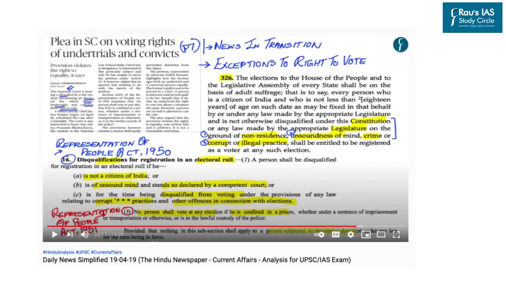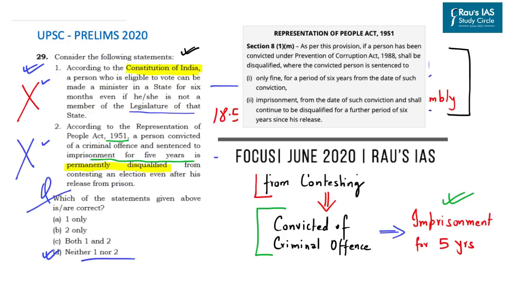Now this aspect of voting rights, and especially Article 326, was discussed in the DNS dated 19th April 2019, when the news appeared regarding a petition in the Supreme Court on voting rights of undertrials and convicts. And here disqualification for registration in the electoral roll and also Article 326 was explained. So this question asked by UPSC was on similar lines to what was discussed in the prelims test series, DNS videos, and the June edition of Focus magazine, which also covered Section 8(1)(m) of the Representation of People Act 1951.